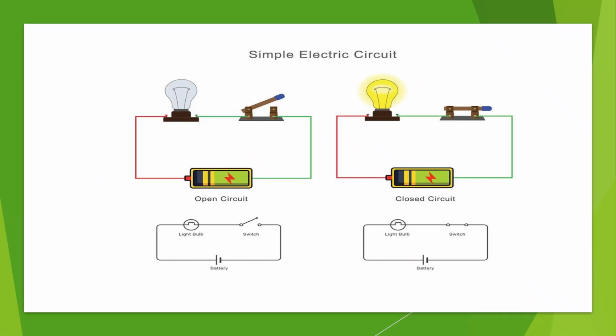So this is a difference between an open circuit and a closed circuit. This circuit is open. The parts are not connected to each other. On the right side, we have a closed circuit. When I say closed circuit, I mean the parts of the circuit are connected to each other. And here's the difference between a closed circuit and an open circuit.